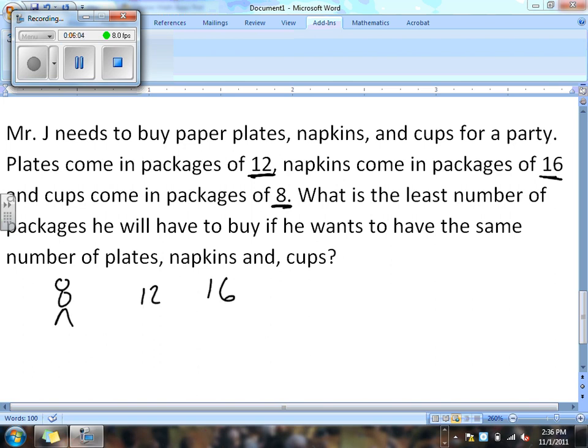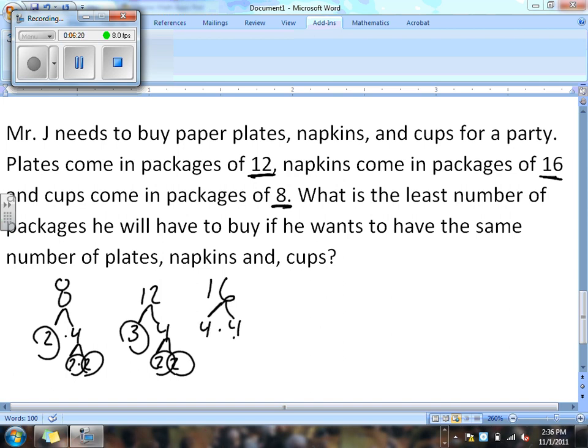Well, we need to break down 8 into 2 times 4, and then 2 times 2. So that's 8's prime factorization. 12 can be broken into 3 times 4, or 2 times 2. And 16 can be broken down into 4 times 4, and 4s can be broken into 2 2s. All right, so let's go ahead and write them in our columns. Let's go 8, 12, and 16.